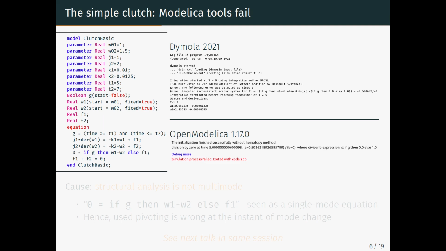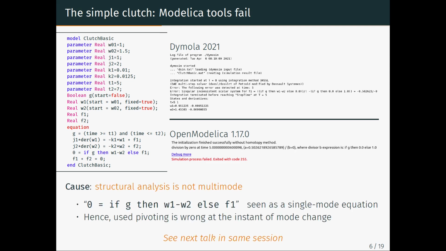Both Daimler 2021 and OpenModelica 1.17.0 return a division by zero exception at the time when the clutch gets engaged. And this is actually a symptom of something even more profound. The structural analysis implemented in these tools is not fit for general multimode models.